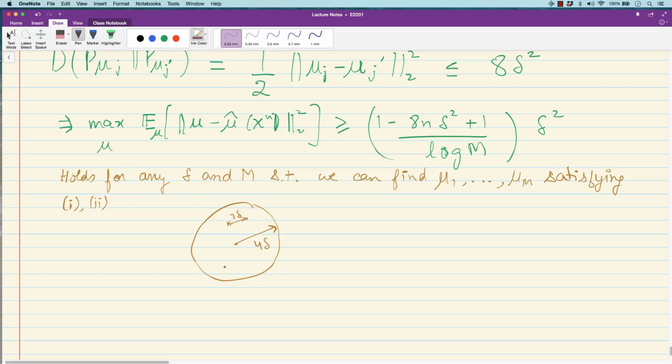This kind of construction of packings inside a Euclidean ball, and in fact packing inside a Hamming ball, is something we'll revisit when we look at the channel coding problem. But this is a very cute problem with a very rich history, so you can try to think about it. So what is the volume of a Euclidean ball of radius 4 delta? It's some constant which depends on the dimension d. This is the volume of a Euclidean ball in d dimensions of radius r. This volume is c_d, some constant which depends on d, times r to the power d.